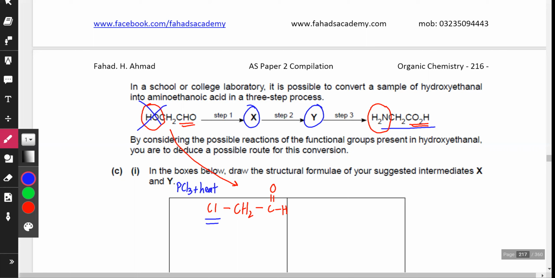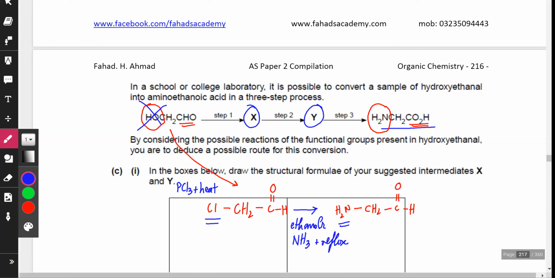Then I'm going to convert it into Y. Y would be the CH2, don't touch the aldehyde side. The Cl is now replaced with NH2. So that means the Cl has been replaced by NH2. And for this, you need ethanolic NH3 plus reflux.